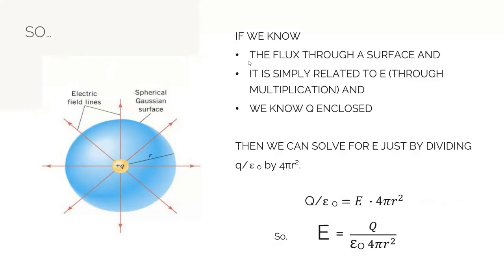So let's read the bullets. If we know the flux through a surface, and it is simply related to the E field, it's a multiplication problem. And we know the Q enclosed. Then we can solve for E just by dividing. It's simple algebra. All of these things were true because of the symmetry of this problem.